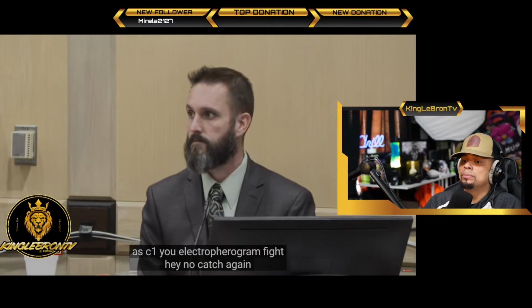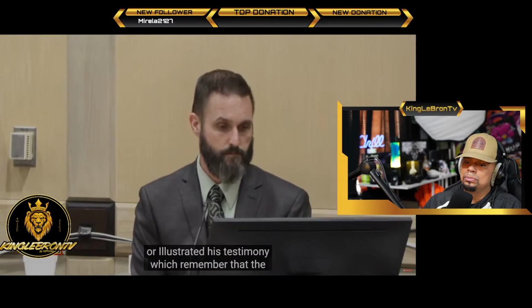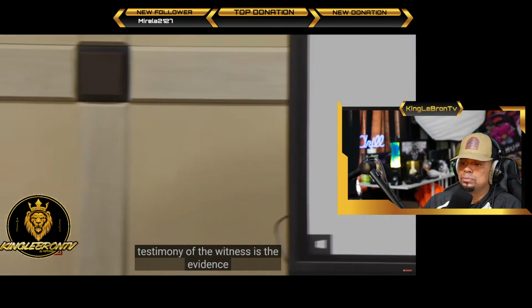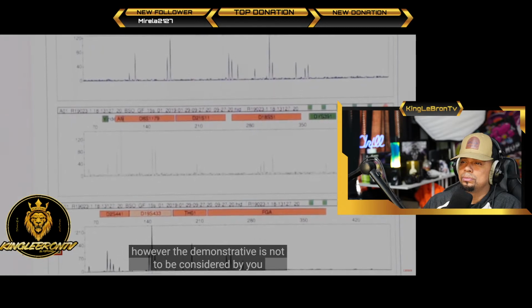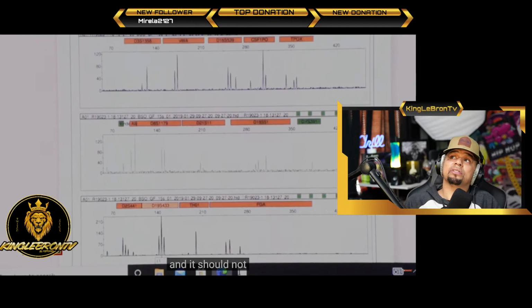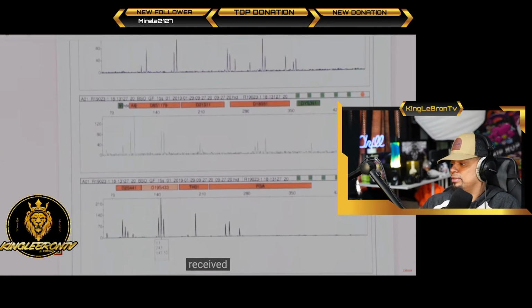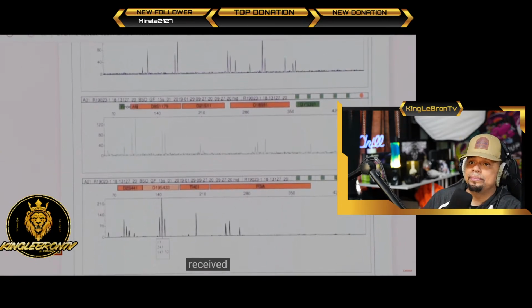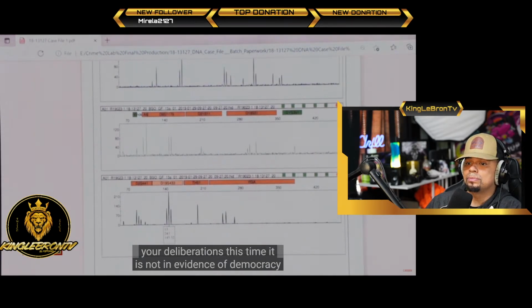Is there any objection? No objection. Ladies and gentlemen, the witness will be using a demonstrative to assist in explaining or illustrating his testimony. Please remember that the testimony of the witness is the evidence. However, the demonstrative is not to be considered by you as evidence in the case unless it's later received in evidence, and it should not be used as a substitute for evidence. Only items received in evidence will be available to you for consideration during your deliberation. So at this time, this is not in evidence, it's demonstrative.